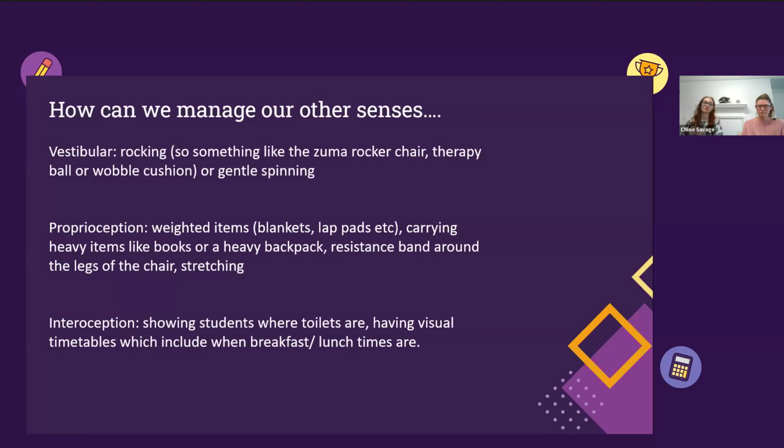But just things like showing the kids where the toilets are, having reminders like, do we need to use the toilet when you're going somewhere, and having a visual timetable which says when breakfast times and lunch times are, so that people who struggle with knowing when they're hungry can see where the routines are. So that helps for interoception, and also emotional literacy.